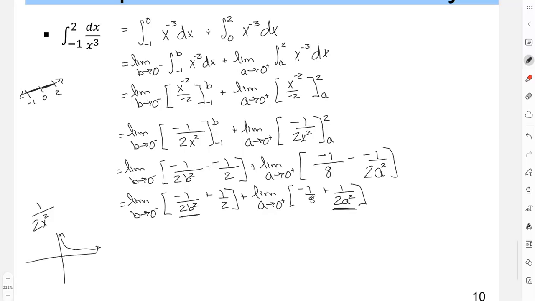That function looks like this. As I approach 0 from the left, it's diverging. This is heading to infinity. As I approach 0 from the right, this guy's heading to infinity. So this thing's just diverging. So we are not approaching a specific number there. We're heading off towards infinity.